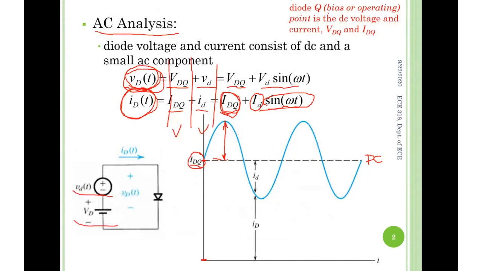There's also a concept in the textbook called the Q point. What does Q point mean? Q point is nothing but the DC result. Keep this in mind. The Q point of the diode, or future transistor, means the DC result of the voltage across it and, of course, the DC current through it. So Q point means nothing but the DC result. The textbook uses this term a lot.